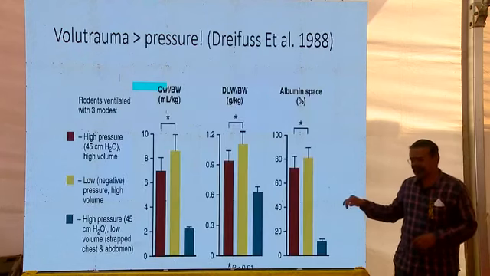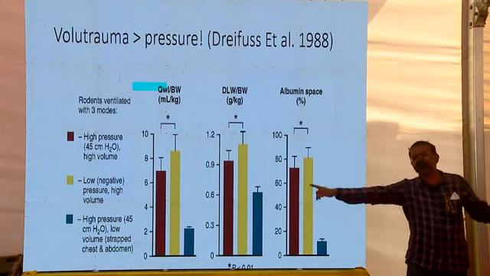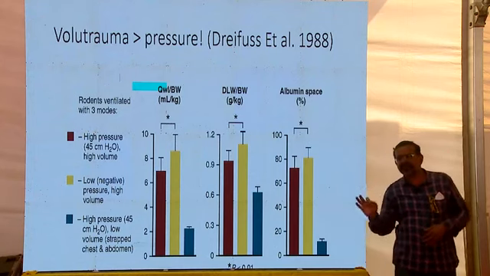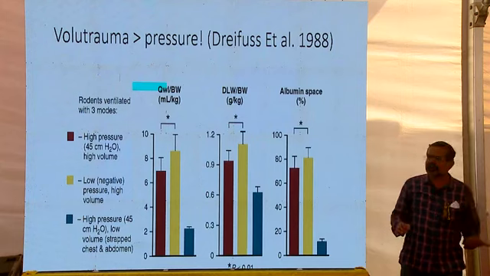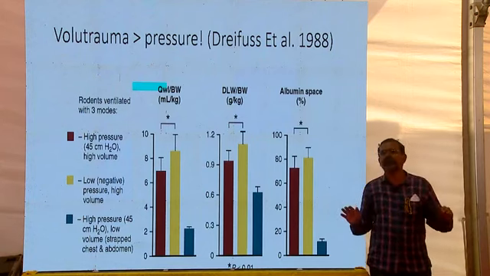So what is the evidence? Directly we'll go to animal experiments, directly we'll go to the most recent evidence. This is a very famous animal experiment. The question is: is pressure trauma, barotrauma, more risky or is volume trauma more risky? They observed that volume trauma is worse than pressure barotrauma.